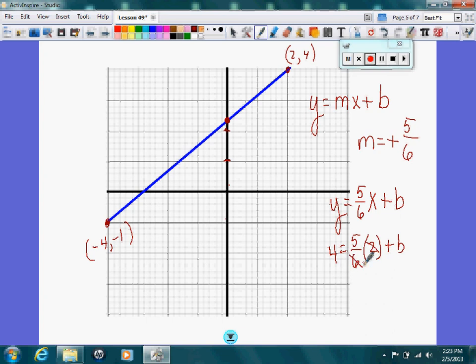The 2 would cancel into the 6 three times. So we've got 4, and then we need to subtract 5/3 from both sides. What will be left? We'll have b left on this side, and these cancel out up here. We've got 4 minus 5/3. I believe that would be 2 and 1/3, but we could write that as an improper fraction, 7 over 3, which is probably a better way to write it. So our equation would be y equals 5/6 x plus 7 over 3.